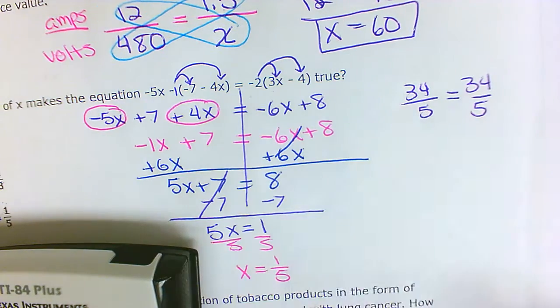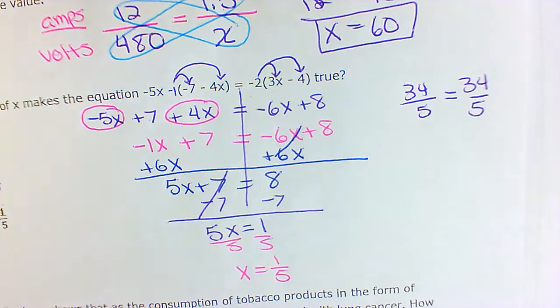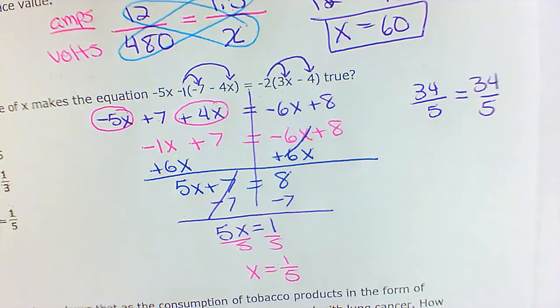So if you plug that number into both sides of the equal sign for x, and you end up with the same thing on both sides, that means it's a solution. If you don't end up with the same thing on both sides, it is not the solution.